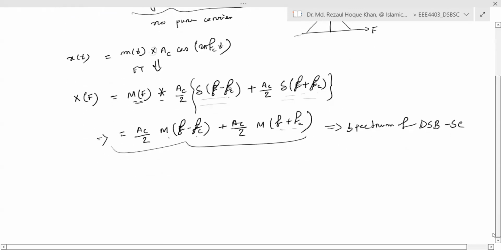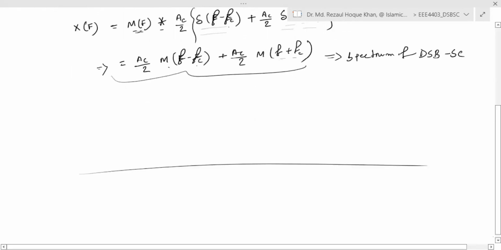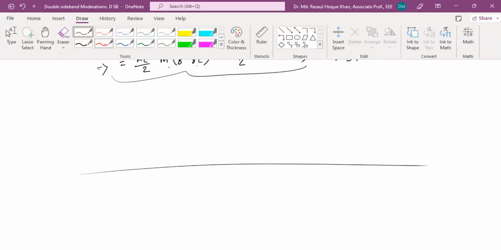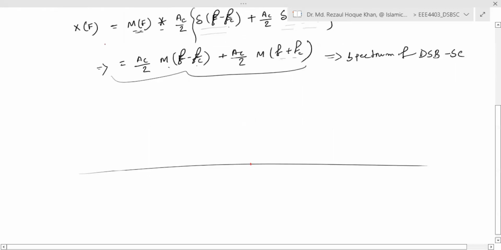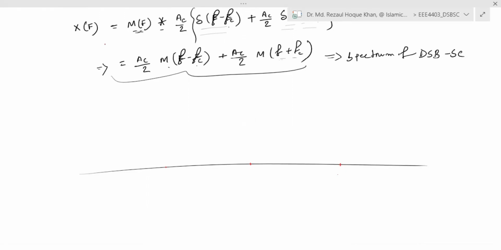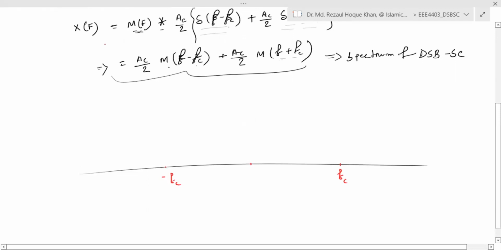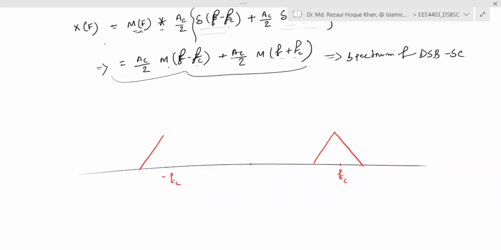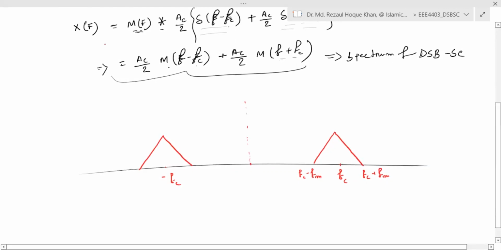If we draw this spectrum, this is our center. Here will be fc, and this is minus fc. We have one component here and another component here. This will be fc plus fm and fc minus fm. This portion is the center, and the frequencies will be minus fc plus fm and minus fc minus fm.